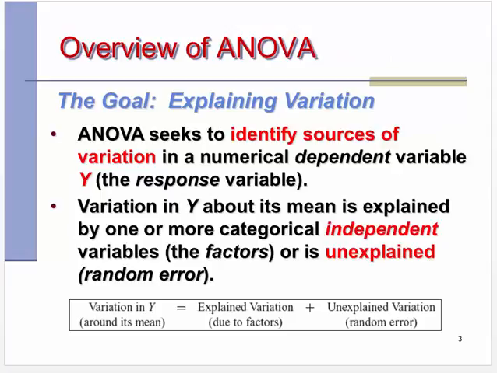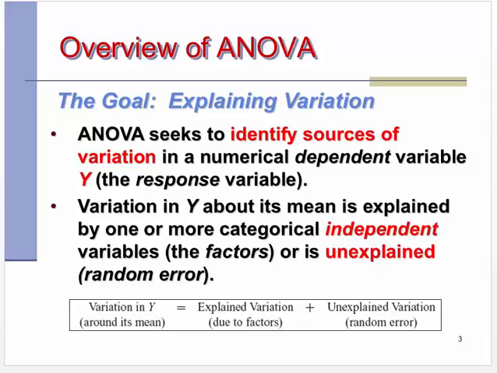And so, what does ANOVA do for you? What's the goal of ANOVA? How does ANOVA work? Basically, the goal here is to explain the variations. ANOVA seeks to identify sources of variation in the numerical dependent variable y, also known as the response variable. The variation in y about its mean is explained by one or more categorical independent variables, called the factors, or it is unexplained.